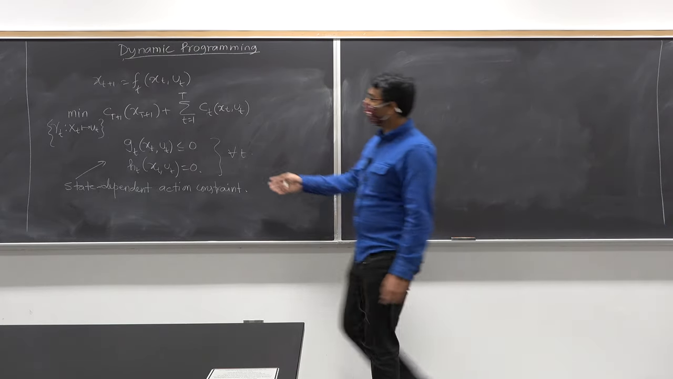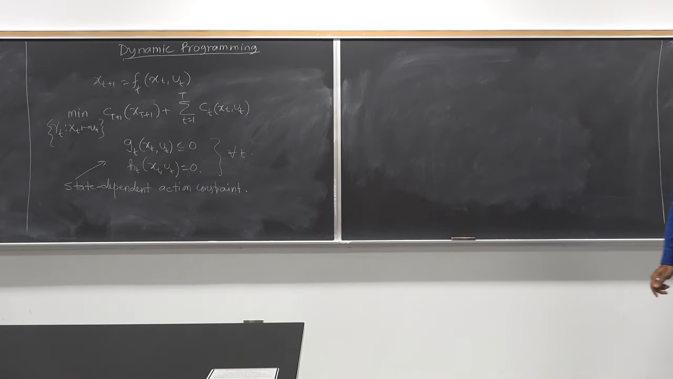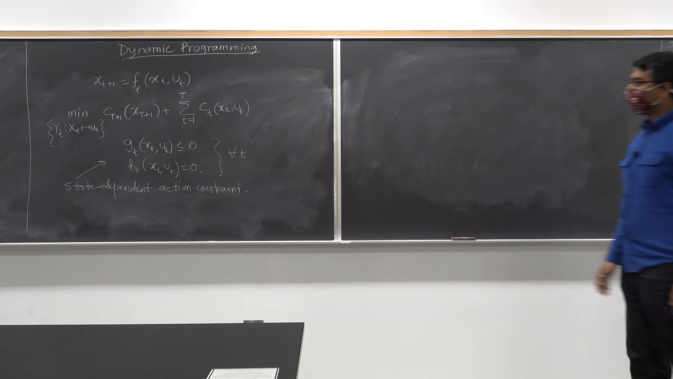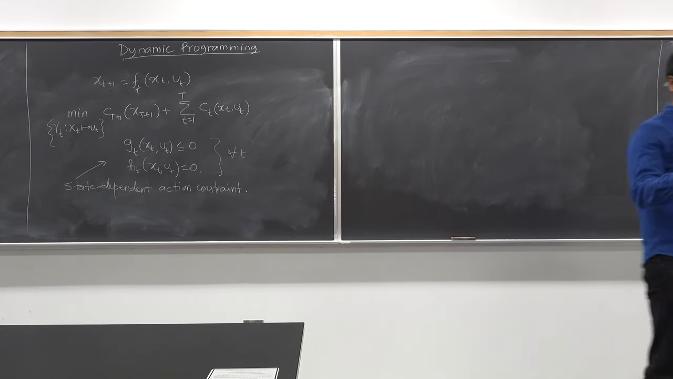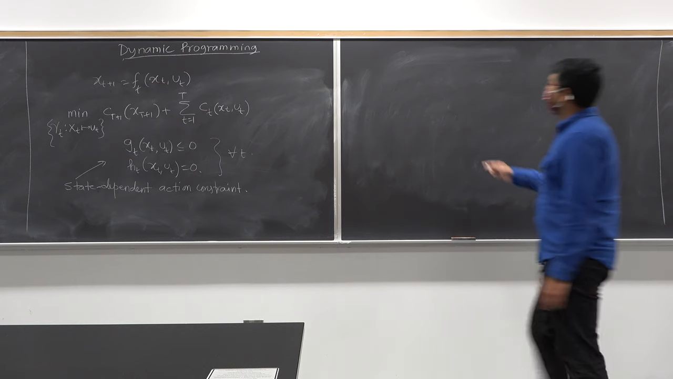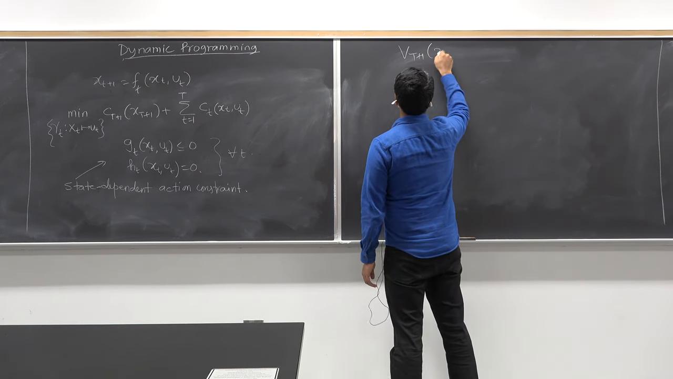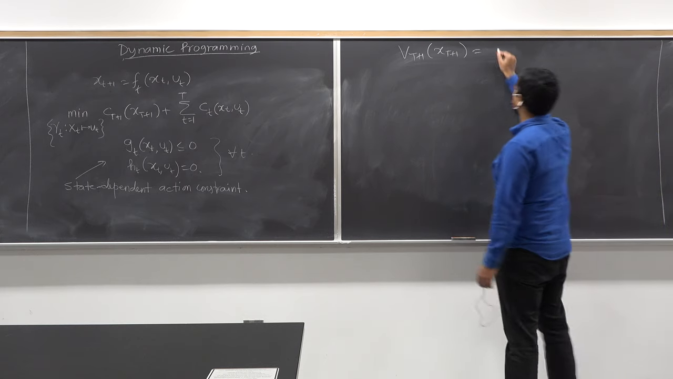Can someone tell me how I should go about solving this problem? So we know how to solve a usual unconstrained optimization problem using dynamic programming. Can someone attempt at coming up with a dynamic programming algorithm for solving this problem? I'm 100% sure whatever you come up with is going to be the actual theory, but I still want you to try and see if you can derive it from first principles. So remember, the first thing we have to do is define the terminal value function. What should that be? C_{T+1}. That's the terminal cost.